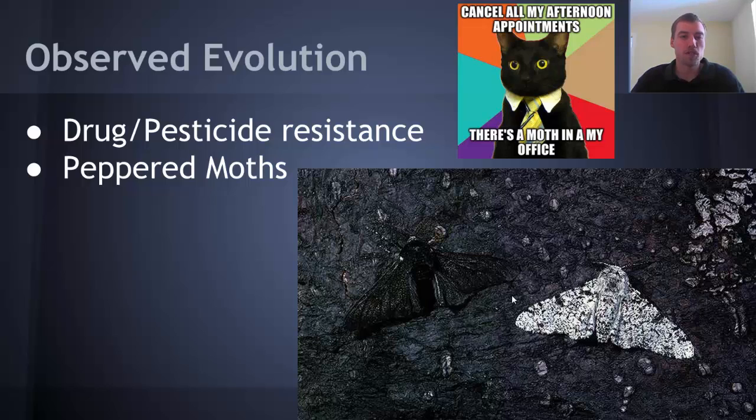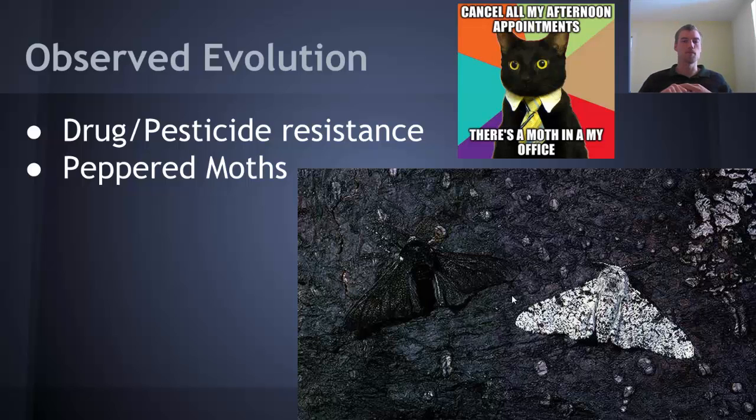And then finally, observed evolution. We've talked about drug and pesticide resistance a little bit, but just a brief recap: this is where, when we give a drug to somebody or we spray pesticides, some of the bacteria or viruses or pests are going to be resistant to that. Because those are the only ones that are going to survive, they are going to reproduce and pass on their alleles to the next generation. And over time, the entire population will become resistant to that drug or pesticide.